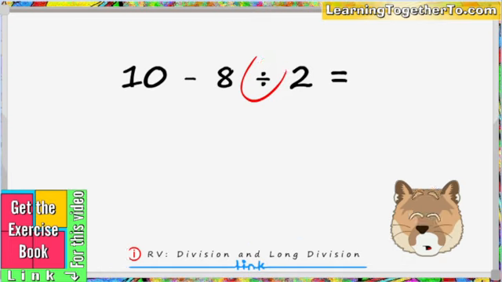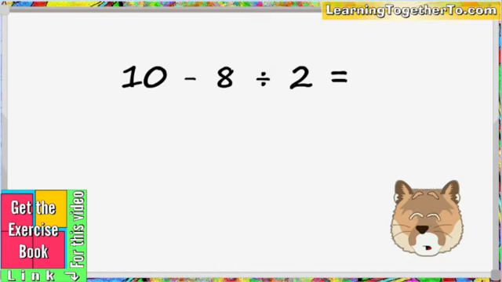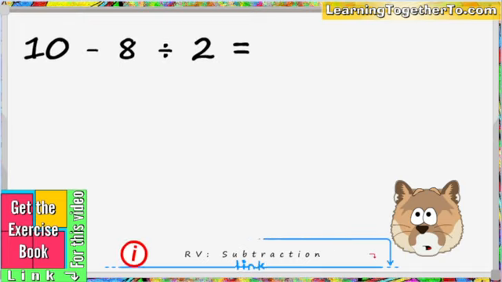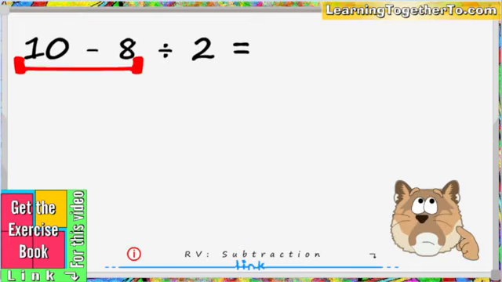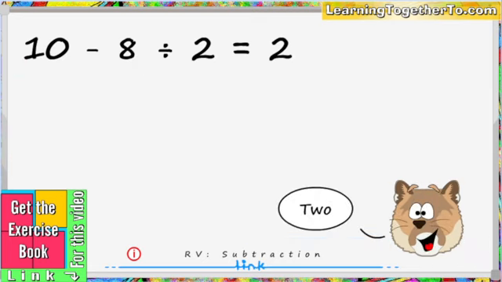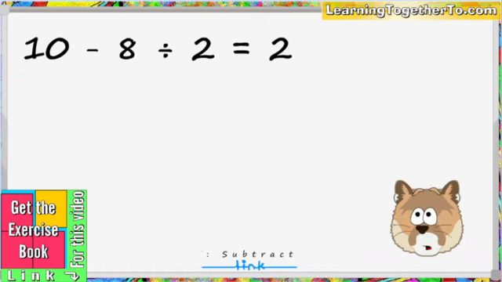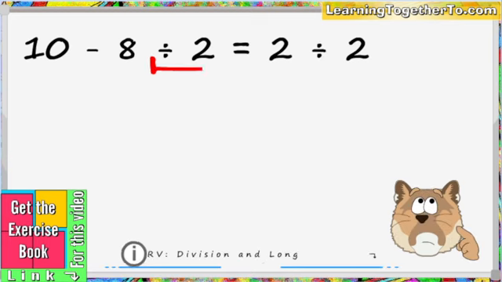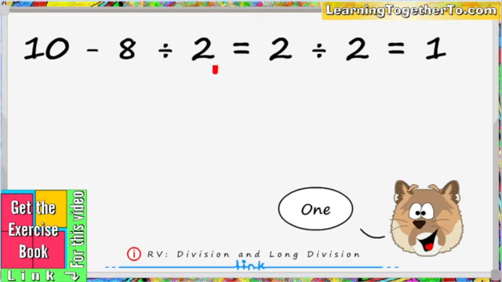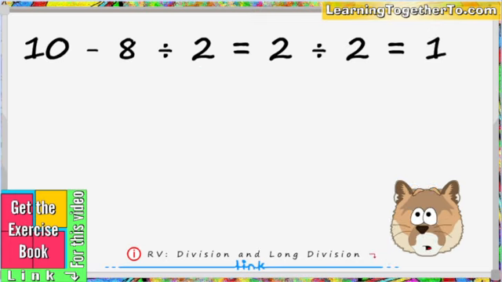Let's find out. Peter, let's subtract first. Let's move the statement to the side to have more room. 10 minus 8 is equal to 2. Well done, Peter. And 2 divided by 2 is equal to 1. Great job, Peter.